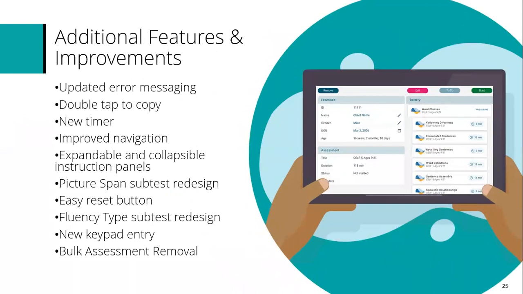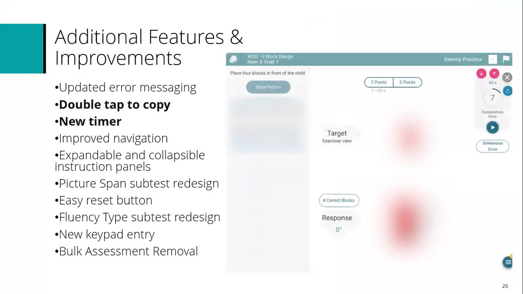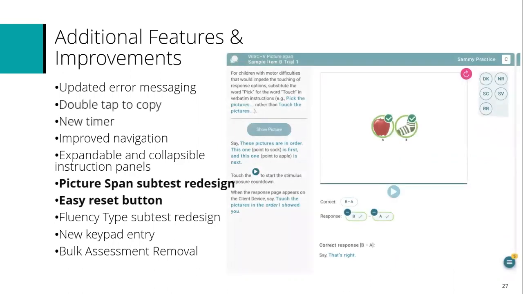So some additional features and improvements: updated error messaging, which we mentioned a little bit. Double tapping to copy, mainly in block design. You can illustrate the block design now by just tapping on the target response, and that will show up in the respondent's response automatically, instead of having to go through and do all the blocks and taking up that time. There's a new timer found in the upper right-hand corner that I think is a little bit easier to navigate than the previous one. There's also a reset button on there as well.